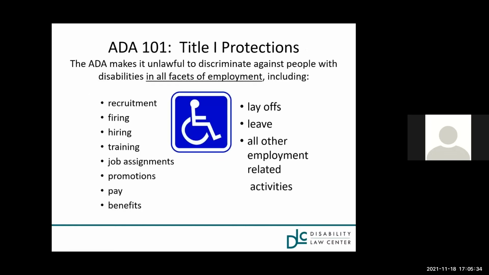Title I protections make it unlawful for employers to discriminate against people with disabilities in all aspects of their employment. So this includes recruitment, hiring, training, job assignments, promotions, benefits, as well as things like layoffs and firings. These protections generally are also supported by the addition of reasonable accommodations and the right of people with disabilities to ask for reasonable accommodation in their employment.